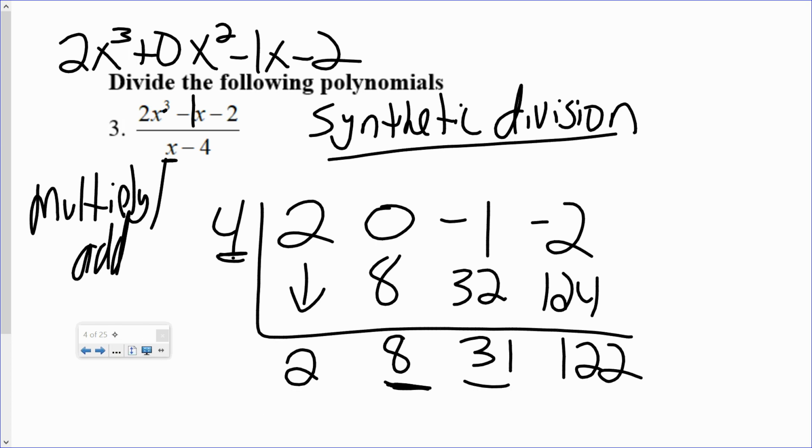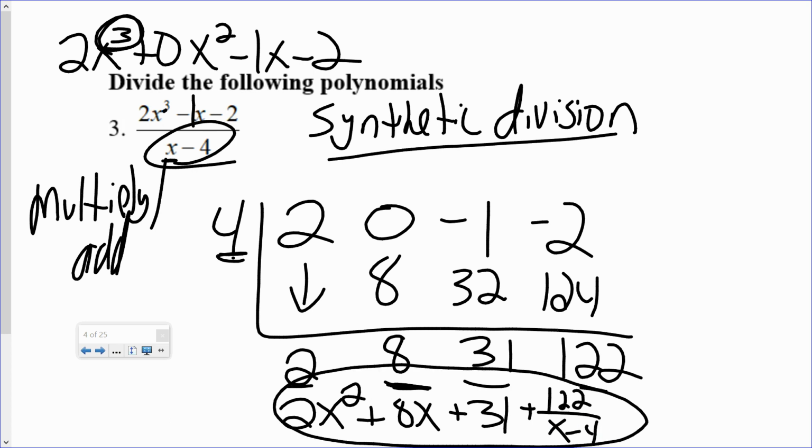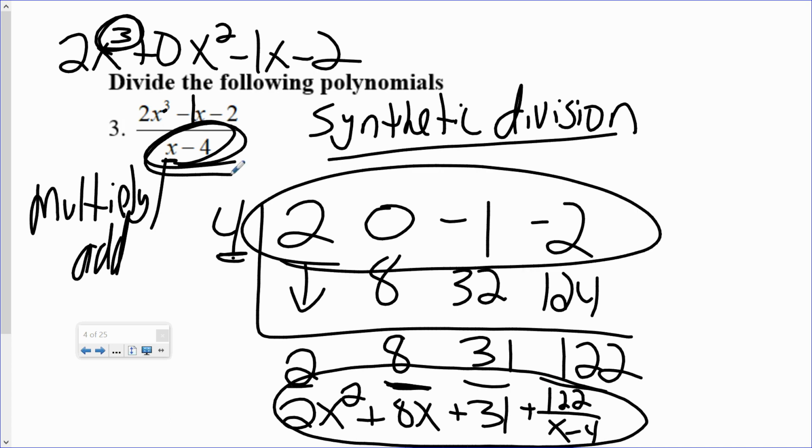So for the answer, I take the original highest exponent and I decrease it by 1. So this 2 means that the first coefficient is 2, but my exponent becomes x to the second, and I keep on going down by 1. After x to the second is x to the first, then my constant term, then my remainder, and the remainder goes over the divisor. And that's your answer. List your coefficients. Put the opposite of what you're dividing by outside. First number comes down, multiply, add. If there's any missing terms, make sure you put a 0 as a placeholder.